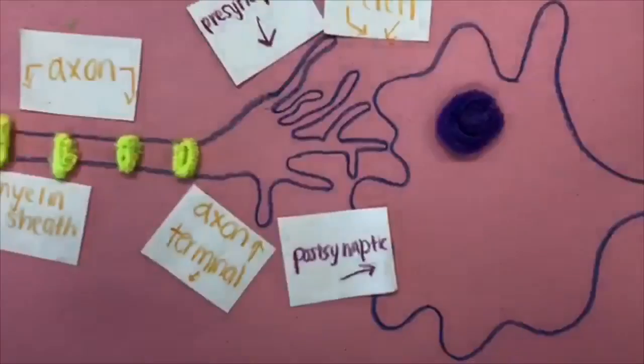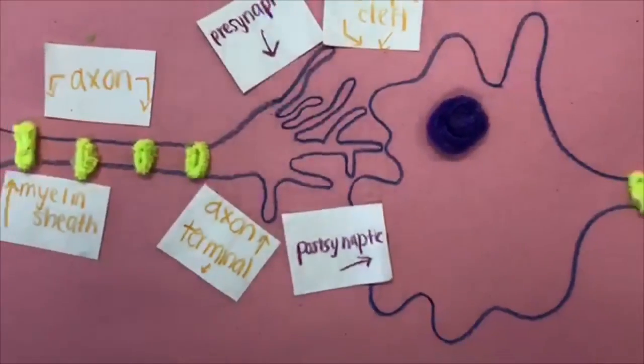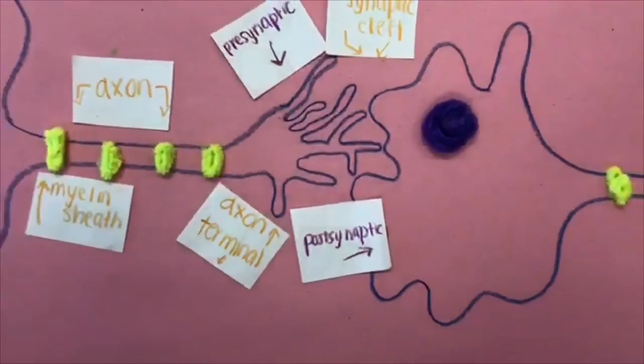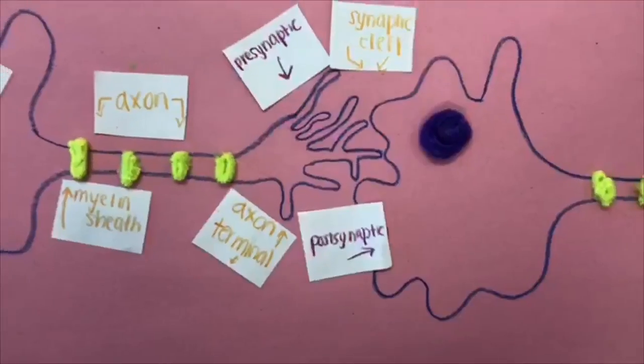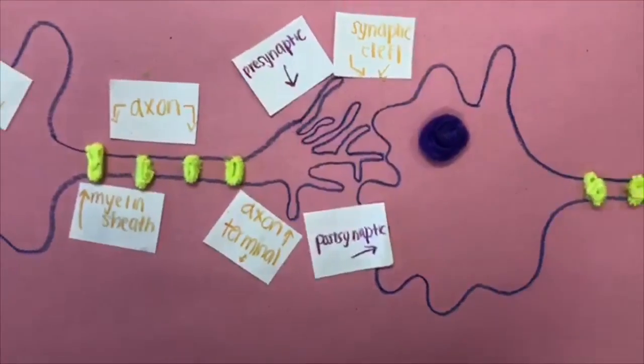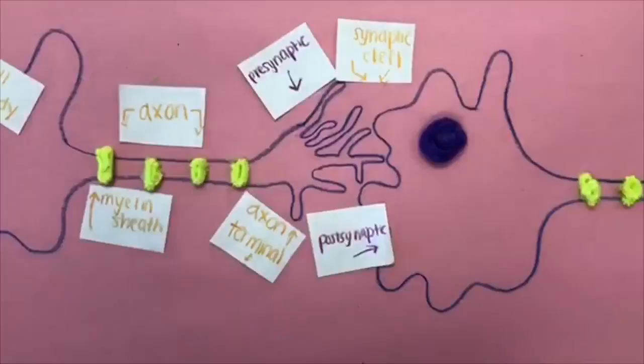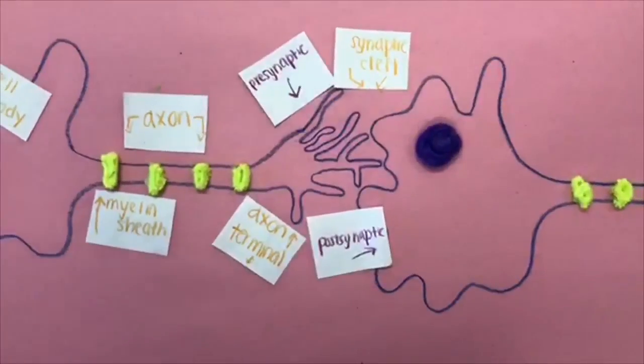Neurons that receive information and transmit it to the central nervous system are called afferent neurons, whereas neurons that send impulses from the central nervous system to other body parts are called efferent neurons.